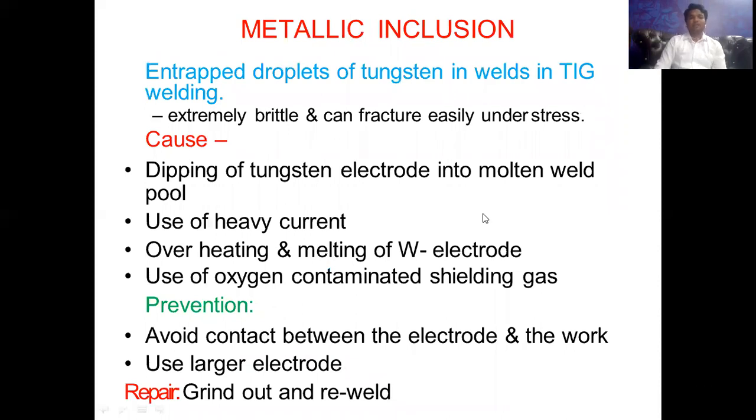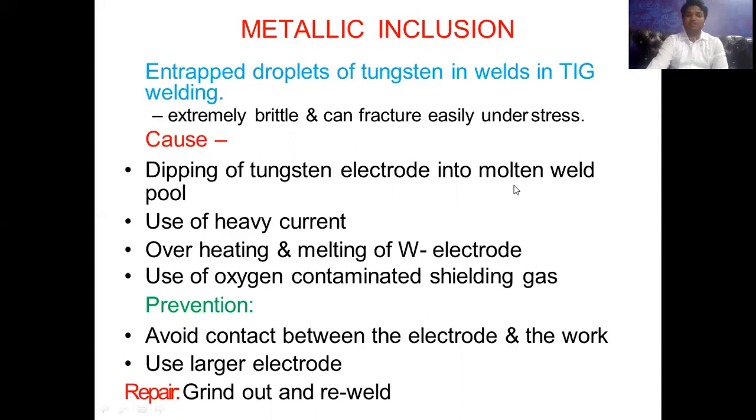Metallic inclusions. Metallic inclusions are droplets of tungsten in TIG welding. Especially we can see it in tungsten gas welding when we use tungsten electrodes. When this tungsten electrode is used to join the two metals, the tungsten gets entrapped into the weld. We call it metallic inclusion. These are the sources of the metallic inclusion. They are extremely hard and can fracture easily under stress.